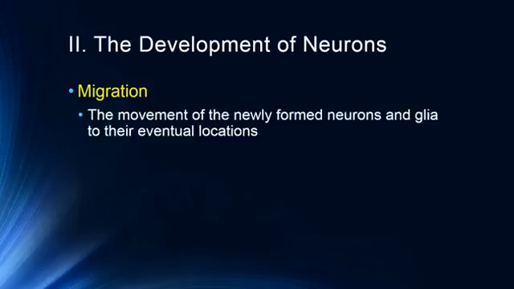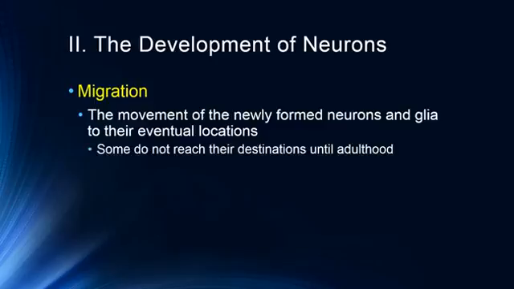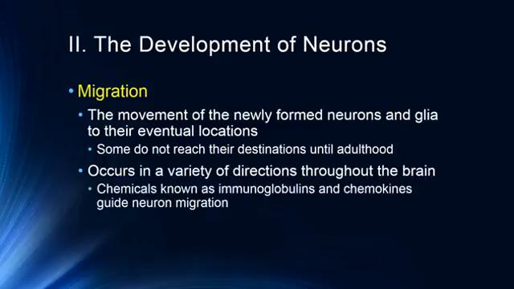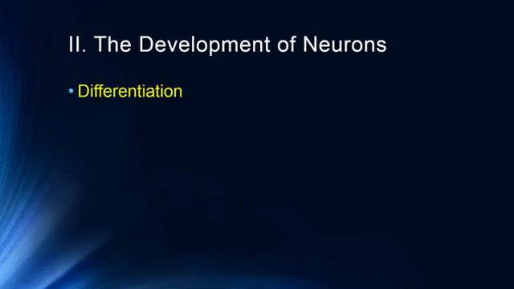Migration then is the next process. This is the movement of the newly formed neurons and glia to their eventual locations. Some do not reach their destinations actually until adulthood. It occurs in a variety of directions throughout the brain. And chemicals known as immunoglobulins and chemokines are part of the important guide for this migratory process. So these chemical pathways are actually what neurons follow to migrate to their appropriate locations. So this is an important milestone because this is something that can be directly disrupted through a variety of teratogens like alcohol.